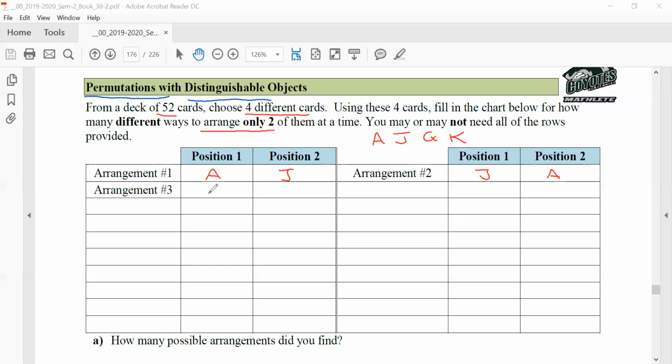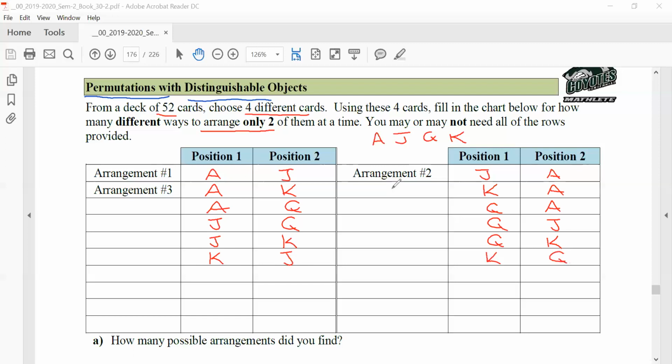So I've got ace and jack, then I'm going to go ace and king, king and ace. I should have went ace and queen, queen and ace. Then I've got jack and ace already, so then I can go jack and queen, jack and king. So now I've got the jack and all the other cards there. I've got queen and ace already, so let's go queen and jack, queen and king. And so the only thing I'm missing then is king and jack and king and queen.